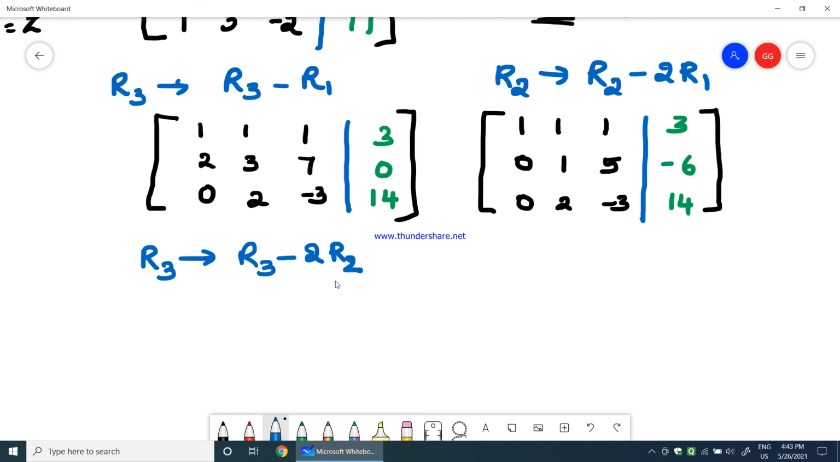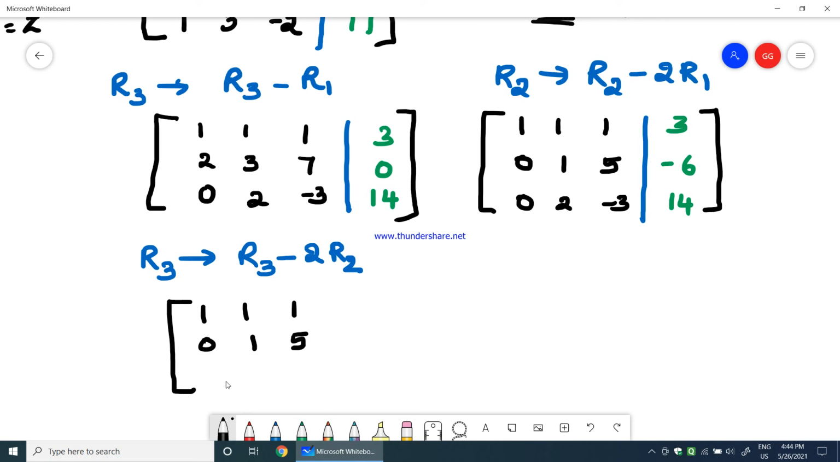R3 minus 2 times R2, if I perform that, let us see what it will give me. As I need this element to be made 0, that is the reason I am doing this. So 1 1 1 0 1 5.